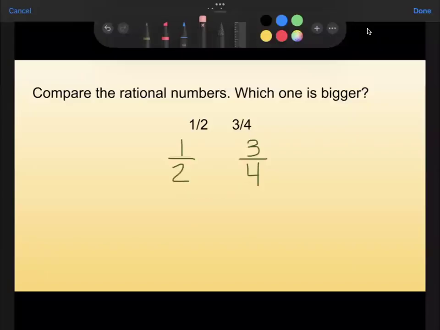You can multiply 2 times 2 to get 4. So I'm going to go ahead and multiply the top and the bottom of that first fraction by 2. 1 times 2 is 2, and 2 times 2 is 4. So that's how I can change it into an equivalent fraction that has 4 as a denominator. So now I'm comparing 2/4 to 3/4, and 3/4 is definitely bigger than 2/4. So again, 3/4 is bigger than 1/2. So that's a couple different ways you could do this.